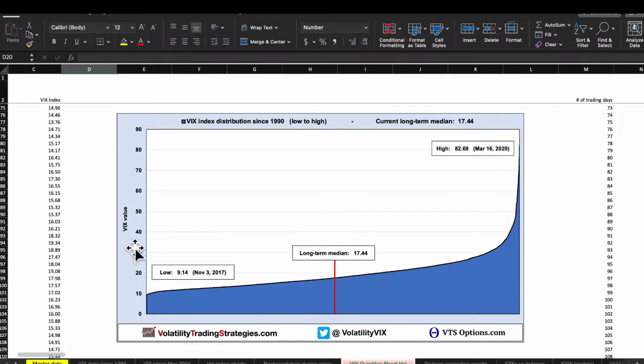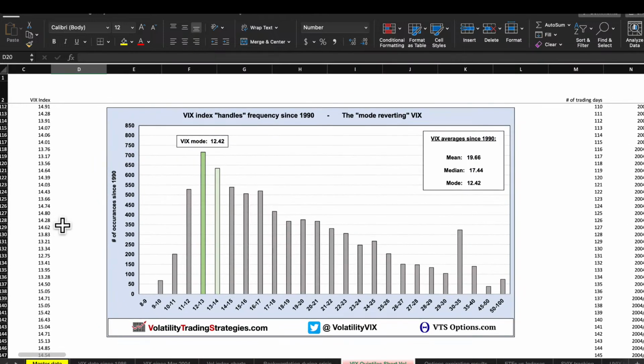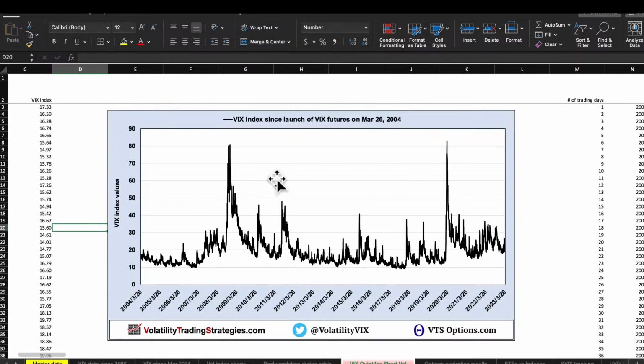And then I always have to mention this, because everybody says it's a mean reverting index. That is true. But you should also view it as a mode reverting index. And mode is the most frequently occurring value in a series of values. So you can see that the VIX, while it is about 17.50 for the median, it does spend an awful lot of time from 11 to 14. So if you said what the average VIX was, if you said 15, that's a really good ballpark. Anything over 15 is getting elevated, in my opinion.